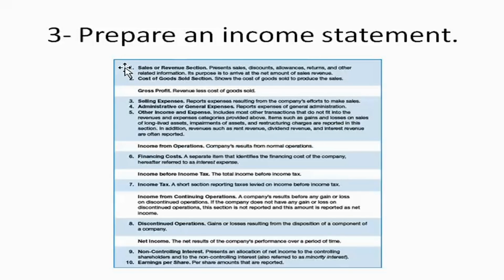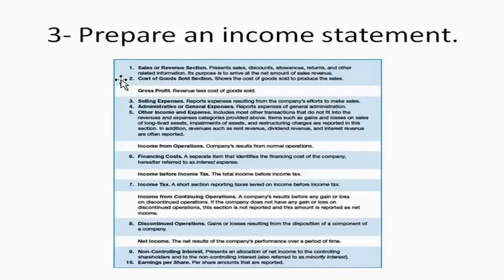Number 1 is sales or revenue section. السيلز it provides او احنا عندنا sales revenues بيحتوي على discounts, allowances, return and other information. انا ببقى محتاجة net sales, ببقى محتاجة اعمل السيلز او total sales minus any sales discount or any sales allowances or returns to get a net sales.